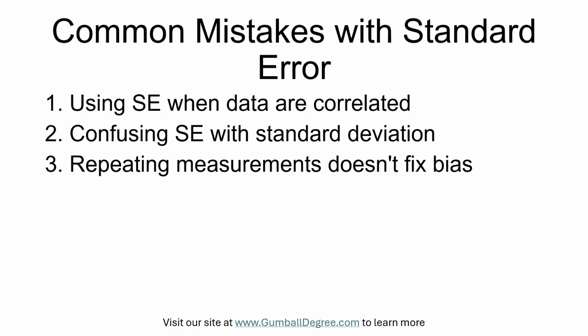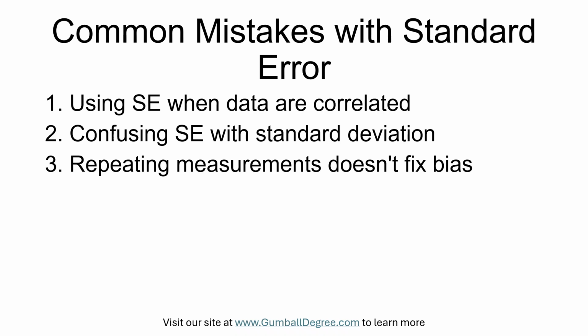A common mistake is using the standard error when the data are not independent, which makes the uncertainty look too small. Check that measurements are taken independently, and if they are correlated, use methods that account for correlation. Another mistake is confusing standard error with standard deviation and reporting the wrong value. Remember that standard deviation describes spread of measurements while standard error describes uncertainty in the mean.